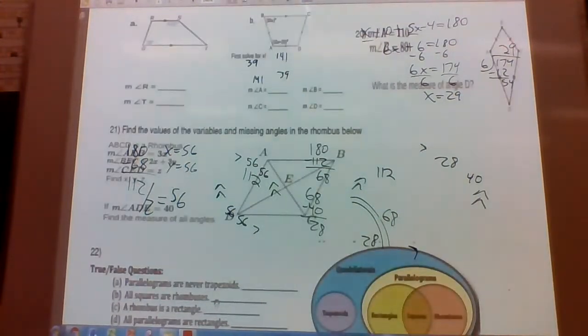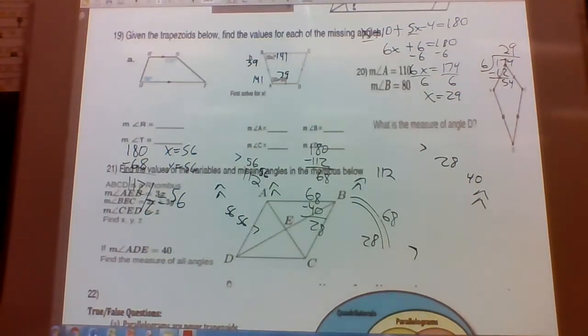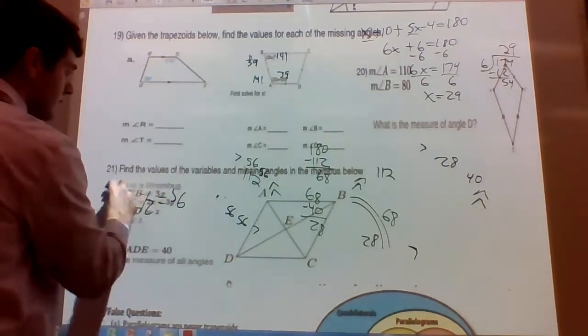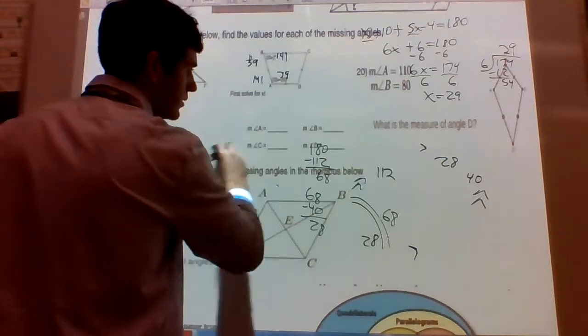Almost done, guys. 19, 20, 21. And then we'll do 22.